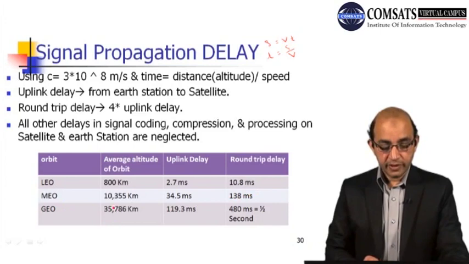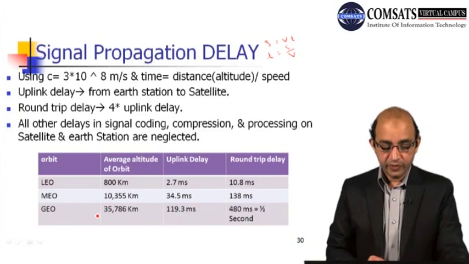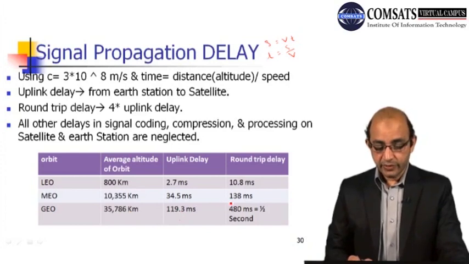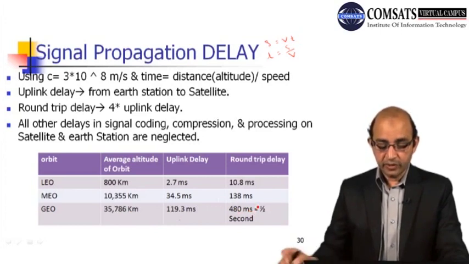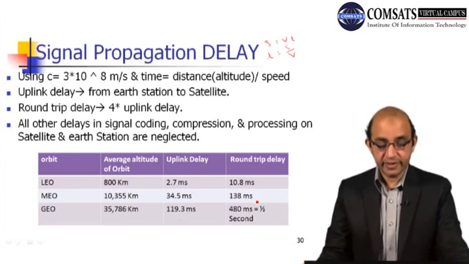And for GEO, this is the average altitude, 35,786 kilometers, and you can see the uplink delay is on the higher side because we have the average altitude on the higher side. So of course we have to multiply this by 4, and that gives about 480 milliseconds, or we can also say that it's almost equal to half a second.